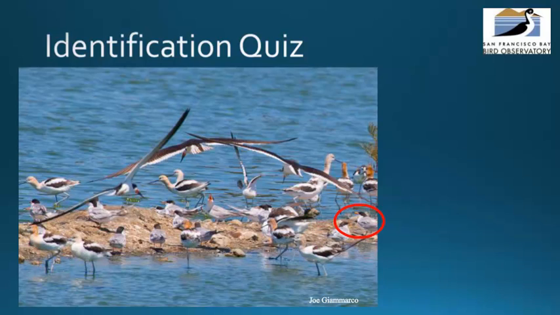This is the Forster's tern. You can see the black cap and orange bill. Finally, we have the black-necked stilt hiding in the back. You can see the white throat and black bill.